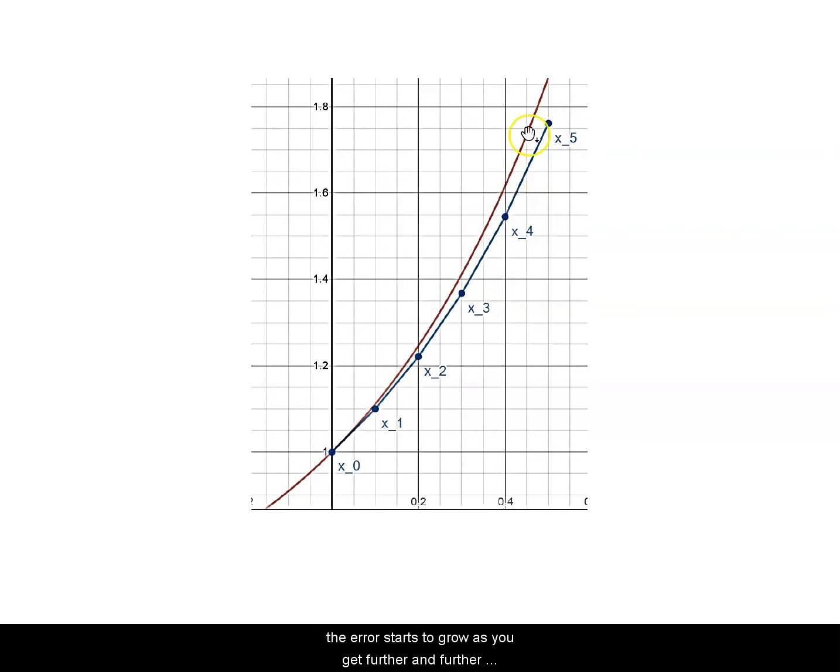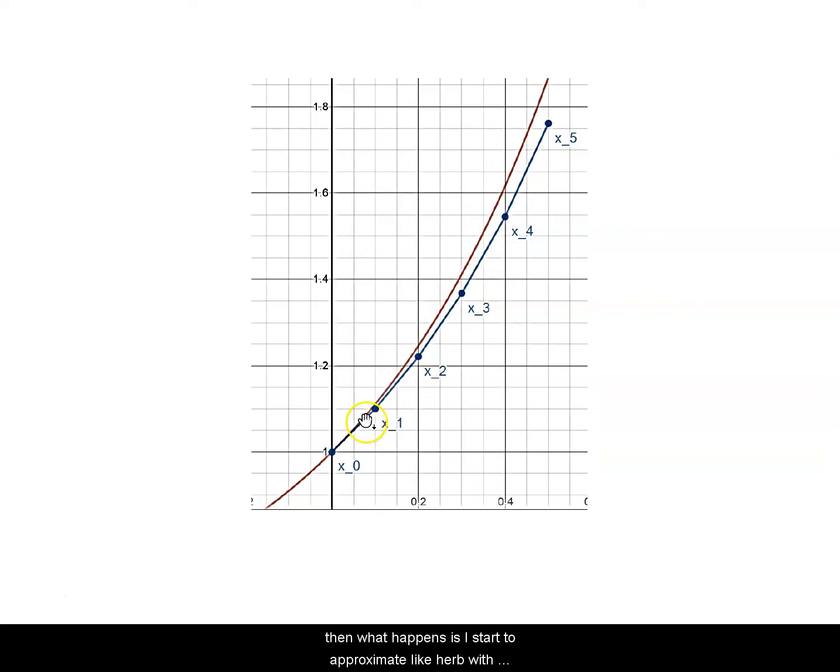So as you can see, the error starts to grow as you get further and further down in your iterations, okay? And we have other methods that come back and correct those. But for right now, that's the process, right? So I have a linear approximation, I make some sort of corrective adjustment, and I create a new linear approximation. I make some sort of corrective adjustment, and I get a new linear approximation. And I just keep following that.